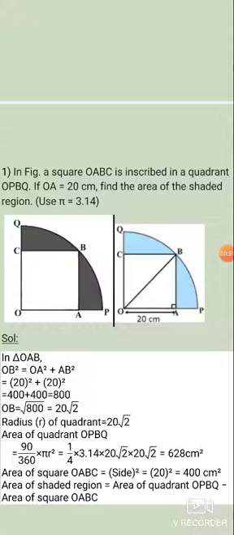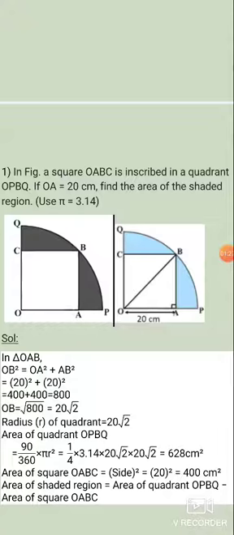Now listen carefully, the first figure. OABC is a square and OPBQ is a quadrant. What do you mean by a quadrant? It is just a sector, but the angle is what? 90 degrees. Now, we need to find out the area of the shaded portion. Area of the shaded portion is equal to area of the quadrant minus what? Area of the square.